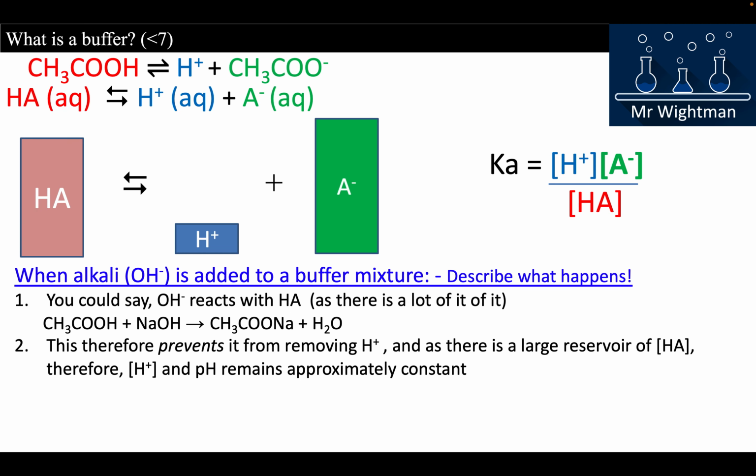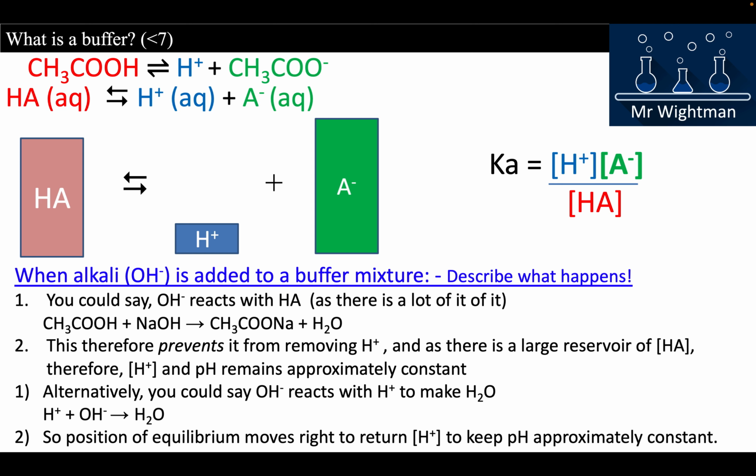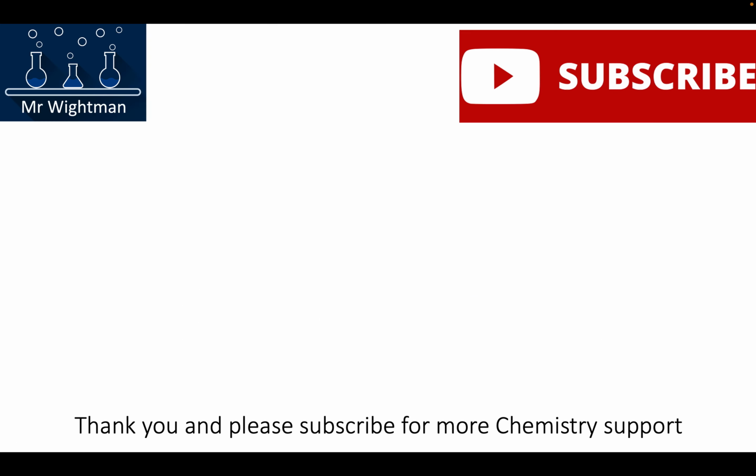You could argue instead that the hydroxide ions react with the H+, which would decrease it by a little amount to make water. So H+ plus OH- would make water, and therefore the H+ would decrease. I won't show you by animation, but in order to return it back to normal, the position would have to move right to return the H+ back to what it was to keep the pH approximately constant. So hopefully that helps a little bit in understanding the qualitative aspect of how a buffer resists changes in pH.